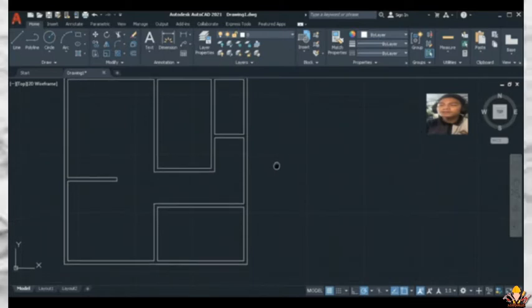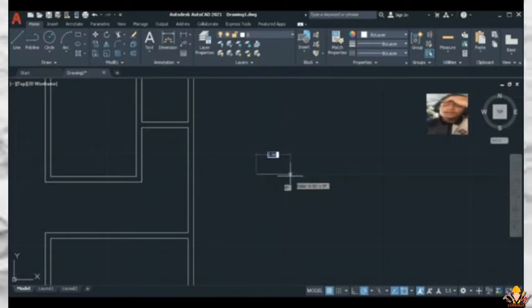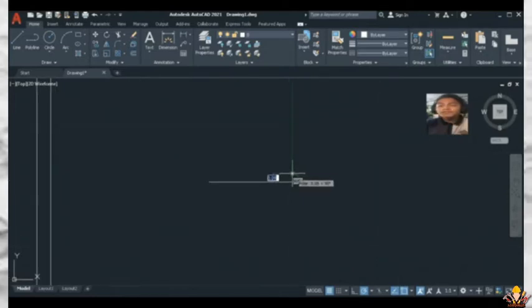So let us now start making a door, and to show you how to make a door, you can just use the line command, just like this. I will make a door for the main door, so it will have 0.9 meters of width, and I will put 0.075 thickness for the doors.